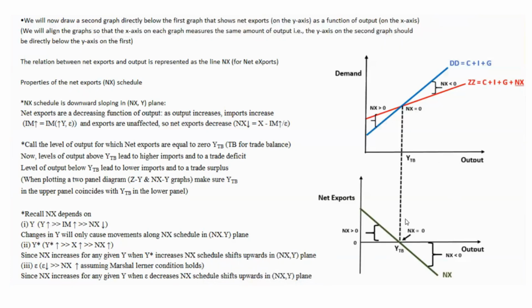And when you're plotting this in a two-panel diagram, make sure the Y_TB in the upper panel and the lower panel coincide. In the upper panel, it's at the intersection of DD and ZZ, and in the lower panel, it's the horizontal intercept of the net export schedule.